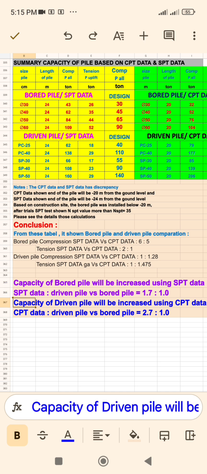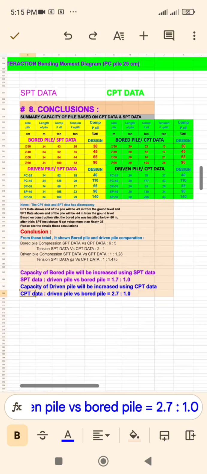If the soil is hard enough, with both frictional resistance and pile tip resistance, then P permit of bored pile will increase by approximately 10 to 20 tons.